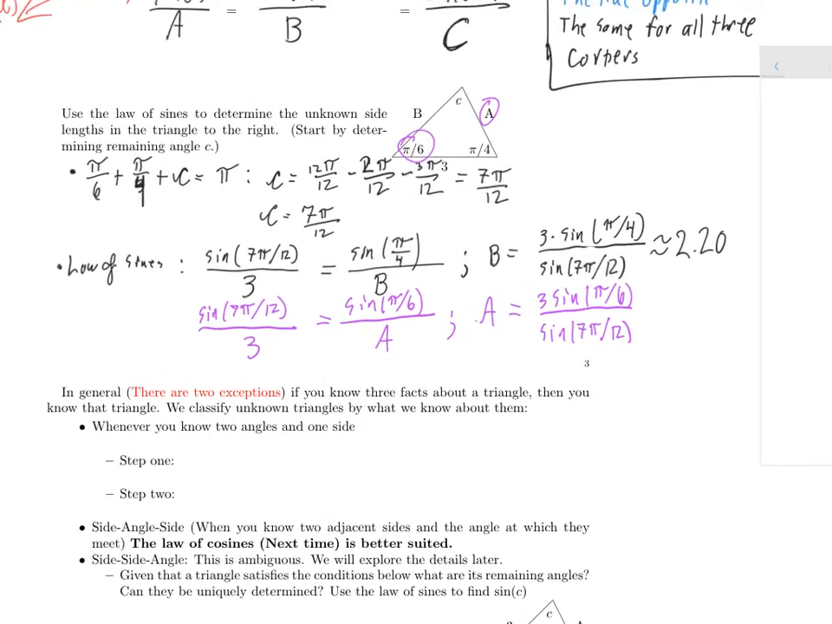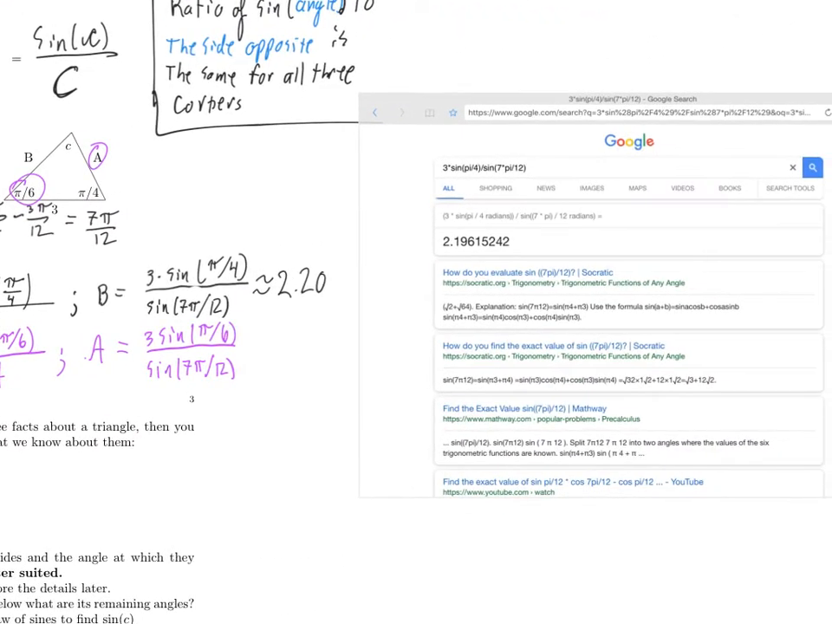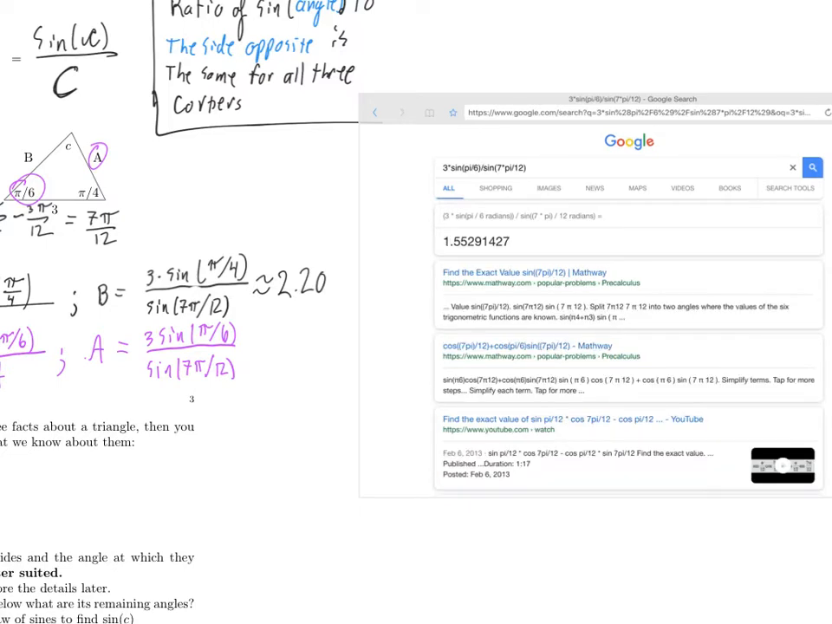So again, we're resorting now to a machine. Well, I'll even do this live because there's very little that I need to change. The only difference is that pi over 4 should now be a pi over 6. Somewhere around 1.55. Nice.